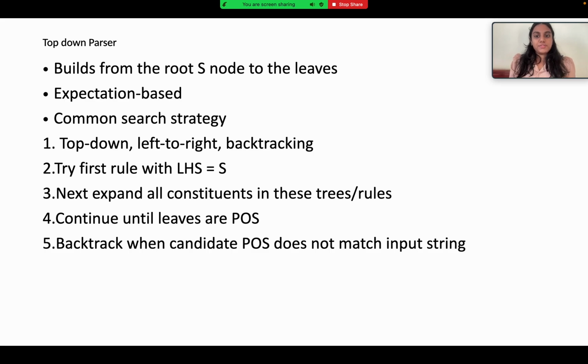First is top-down, left to right, backtracking. Next is first rule with LHS equal to S. Next is expand all constituents in these trees or rules. Then continue until leaves or POS. Backtrack when candidate POS does not match input string.